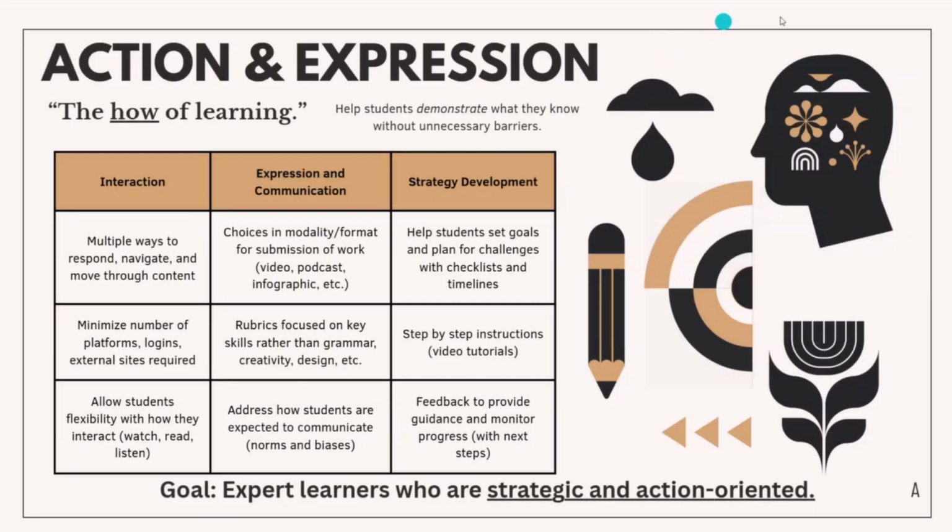And then the how of learning, so the action and expression. So we've engaged them, right? And hopefully made them want to learn the content. We've shown them what the content is, removed barriers for how to access and represent the content, the what of the course, right? And now how we want students to be able to demonstrate what they know without barriers, but also maybe providing them some choice that lends itself to what they have strengths in, right? What they feel like they can do more capably.